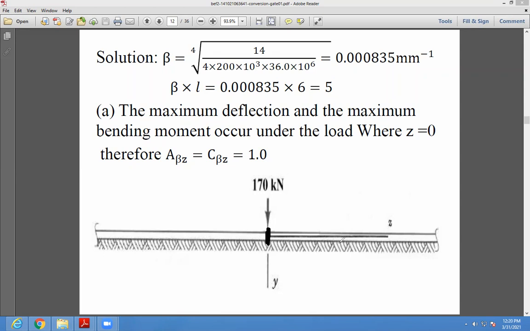Where Z is 0, because it is the origin. लोडच्या एक्झॅक्टली खाली आपण ओरिजिन पकडलेलं आहे. Ordinate is 0. So Z is 0, right? So under the load, Z is equal to 0.